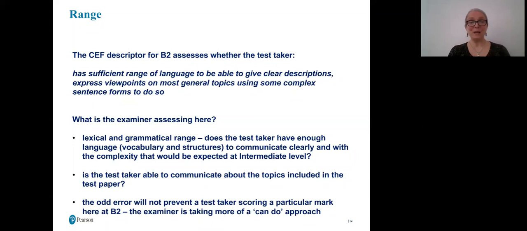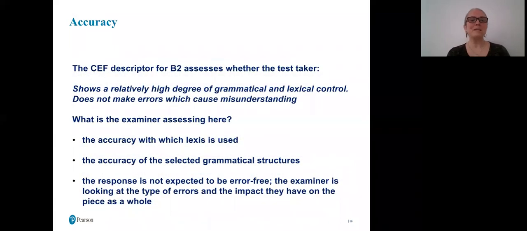Let's move on to accuracy now. So here, the Common European Framework descriptor assesses whether the test taker shows a relatively high degree of grammatical and lexical control and does not make errors which cause misunderstanding. What's the examiner looking for here? We're looking to see the accuracy with which the lexis, the vocabulary, has been used, and we're also looking at the accuracy of the chosen grammatical structures.